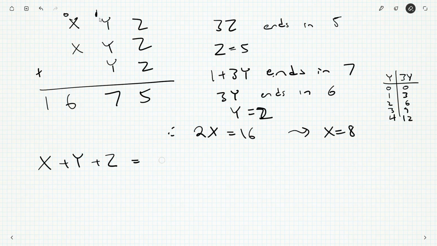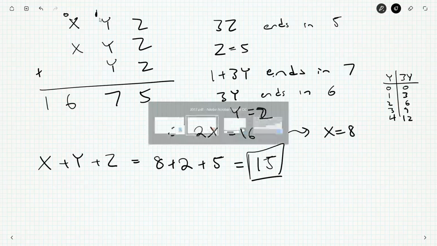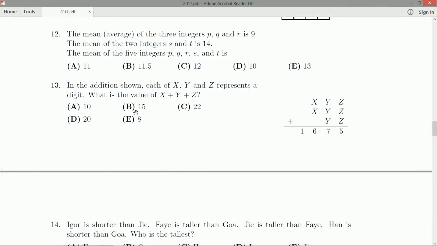Let's keep it in order. 8 plus 2 plus 5, or 15. So 15 is our final answer, and that is B right there.